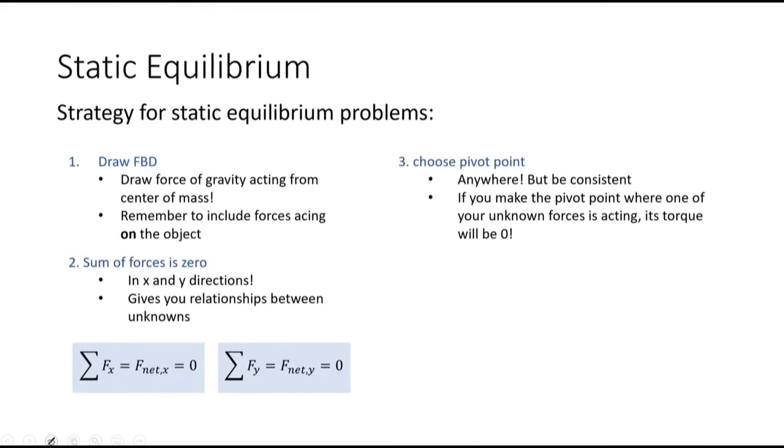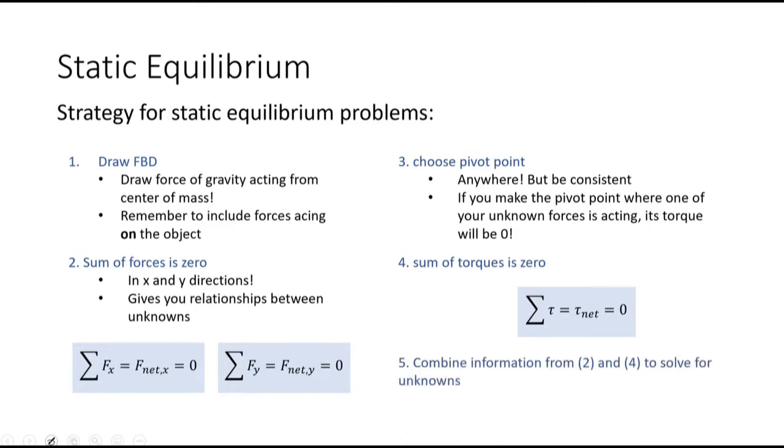Choose your pivot point so that you can define the distance from the pivot point to the place where each force is acting, because then we're going to write out the fact that the sum of the torques is also equal to zero. So we'll need those distances to the individual forces to do this sum of torques equals zero equation. Once you're done with that, you will have many equations relating your unknowns, and you should be able to solve for the thing you're looking for.